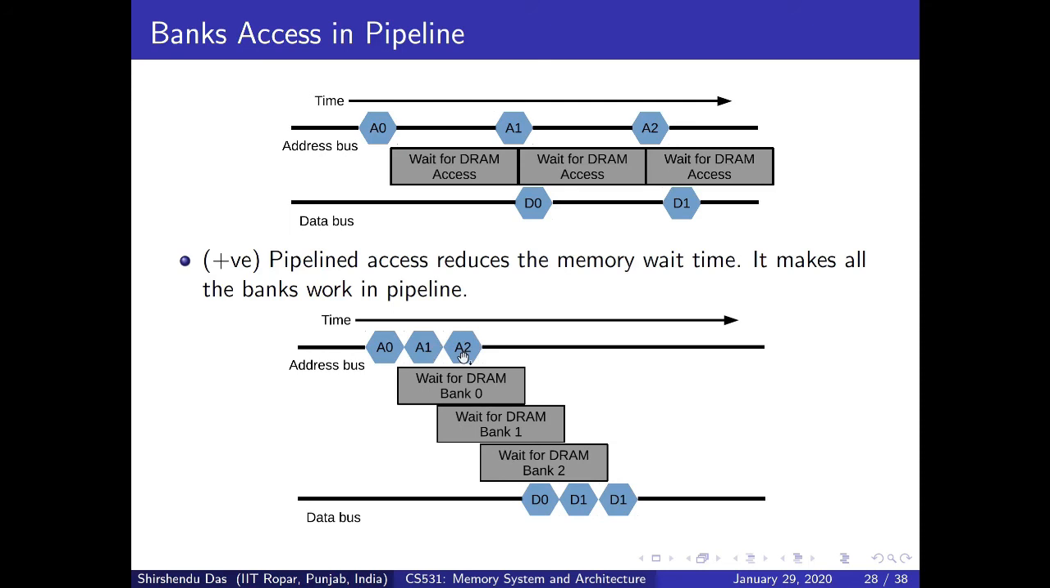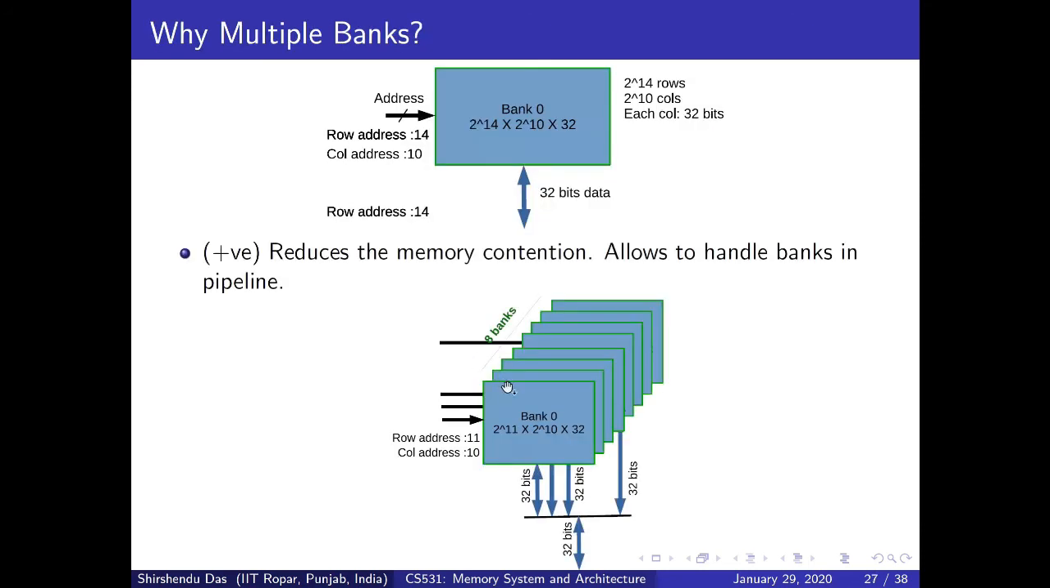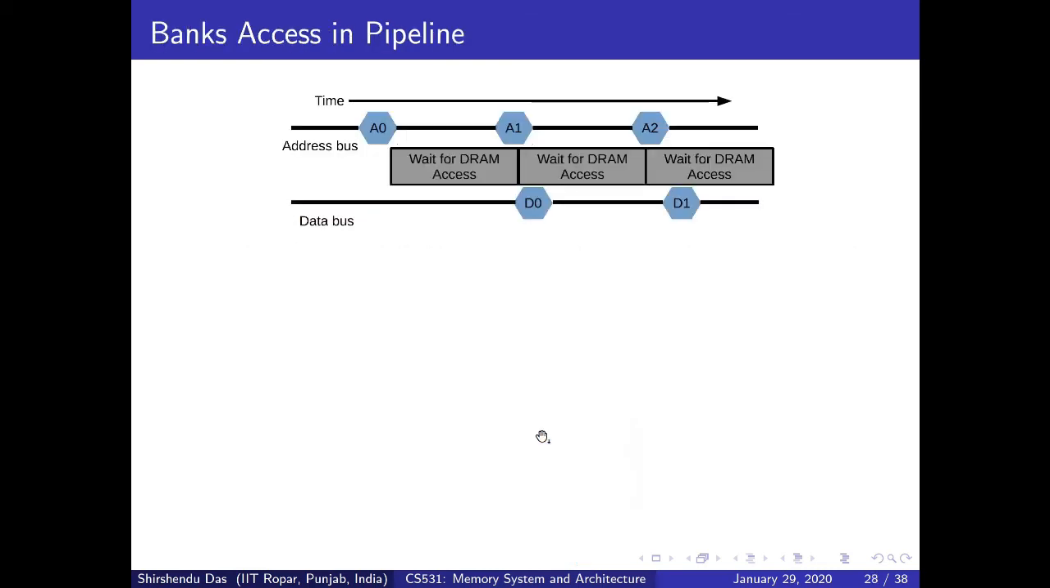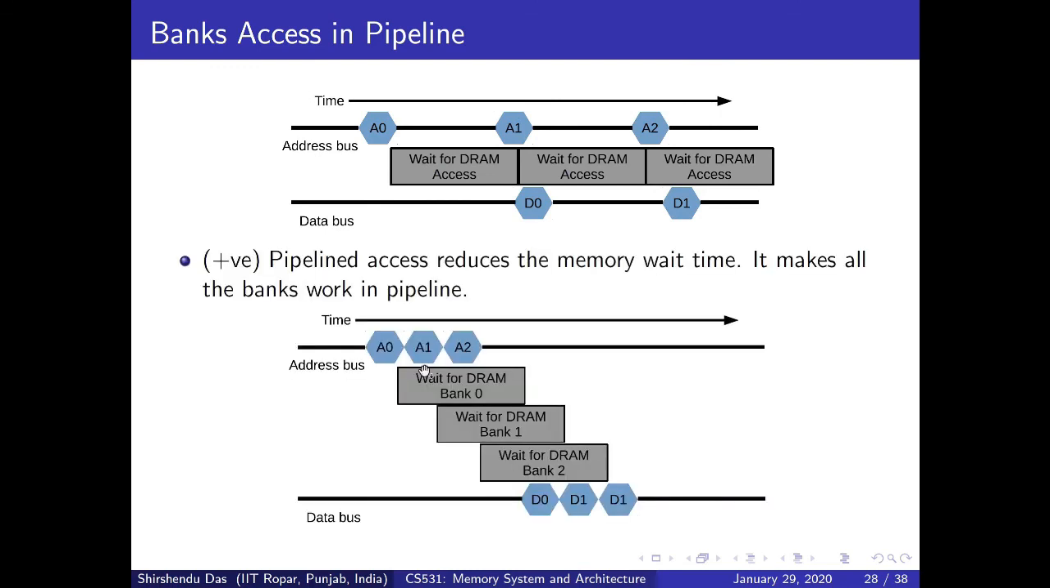As I said, all these banks are independent entities, and the internal operation of each bank is independent. So all these three banks will independently perform the internal operations, and the corresponding data will be available in the row buffer independently in each bank. And hence, after this amount of time, you can see that you can consecutively send the data after some time.